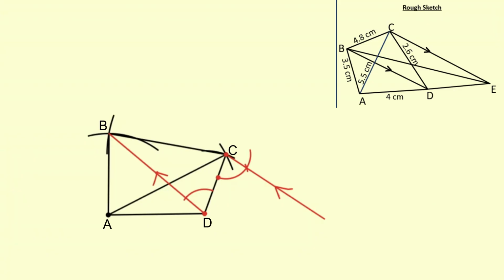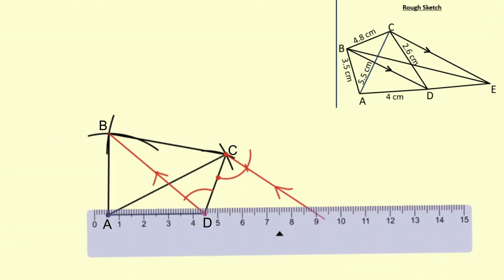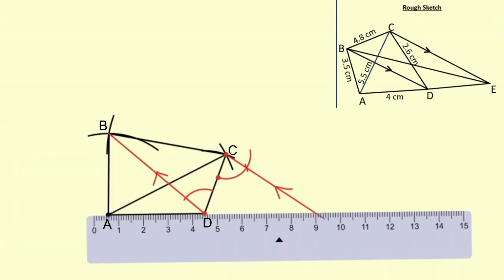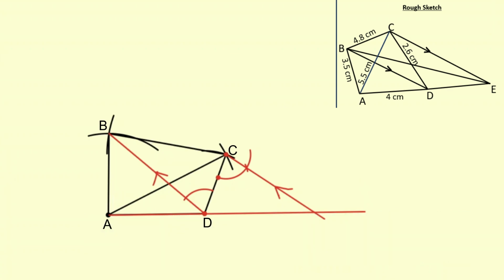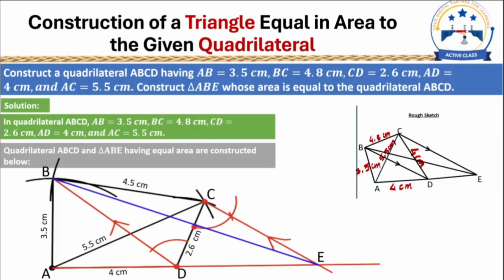After making the parallel line, I need to locate point E. For that, I'll use my ruler and produce the baseline of my quadrilateral. Okay, see? And this is point E. After getting E, let me join B and E, and it gives the triangle that we require. This is our final solution.